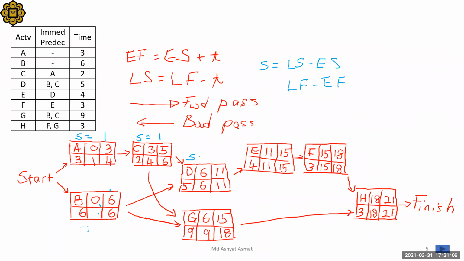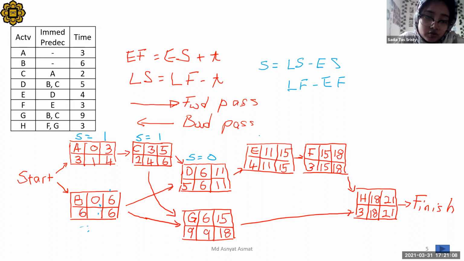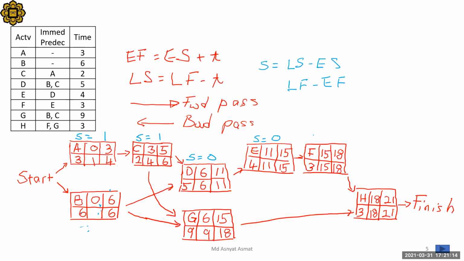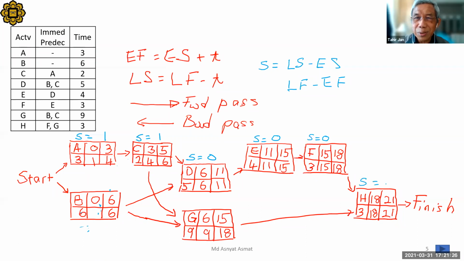D, 0. E, also 0. F, 0. G... I also go. Also 0. H, also 0. And then B, what happened to this? B is 0. This one 0 disappeared. So slack equals 0. And G is 3.